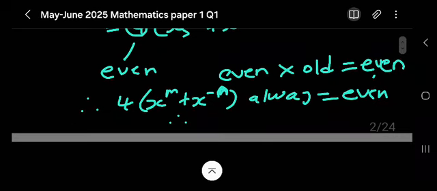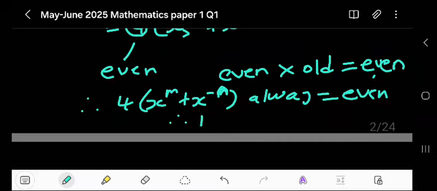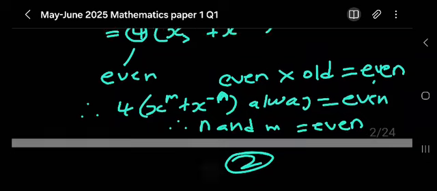Even for any value of n, we still continue, for any value of n and for m, it will always equal what? Even. For any value of that, it will always equal even. We have proven this. It will always equal even. And then every even number is divisible by what? By 2.